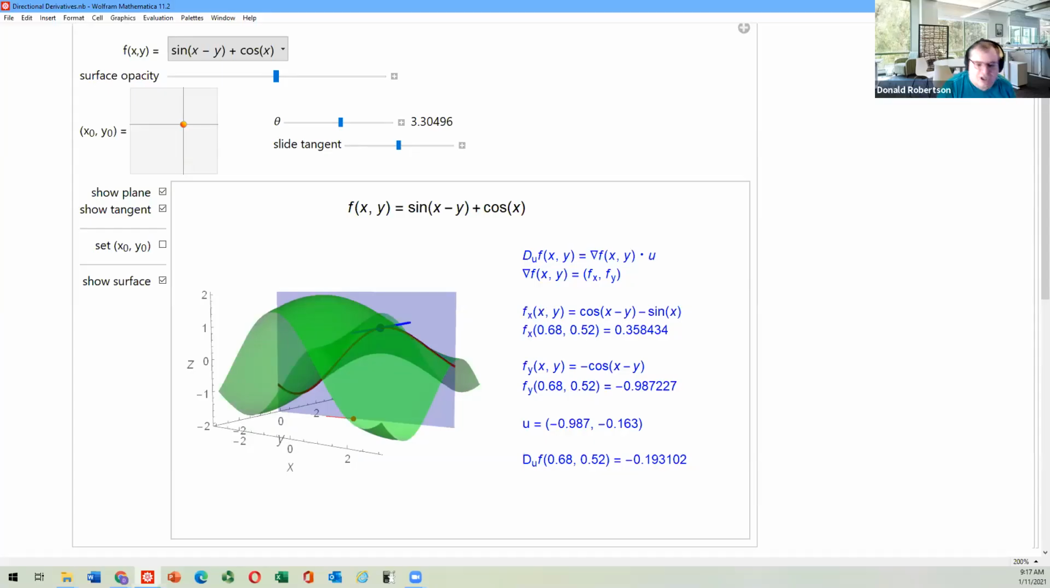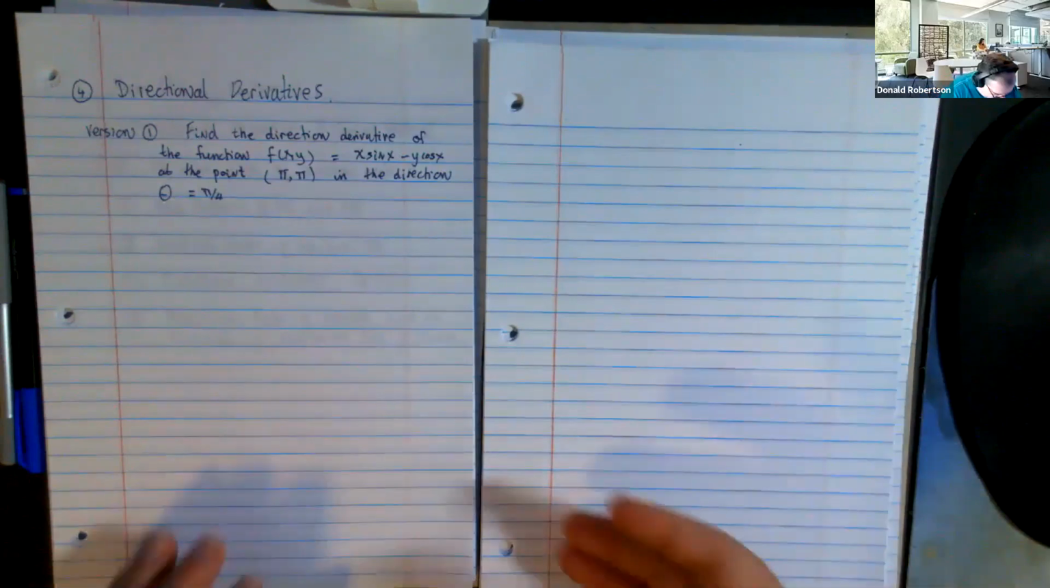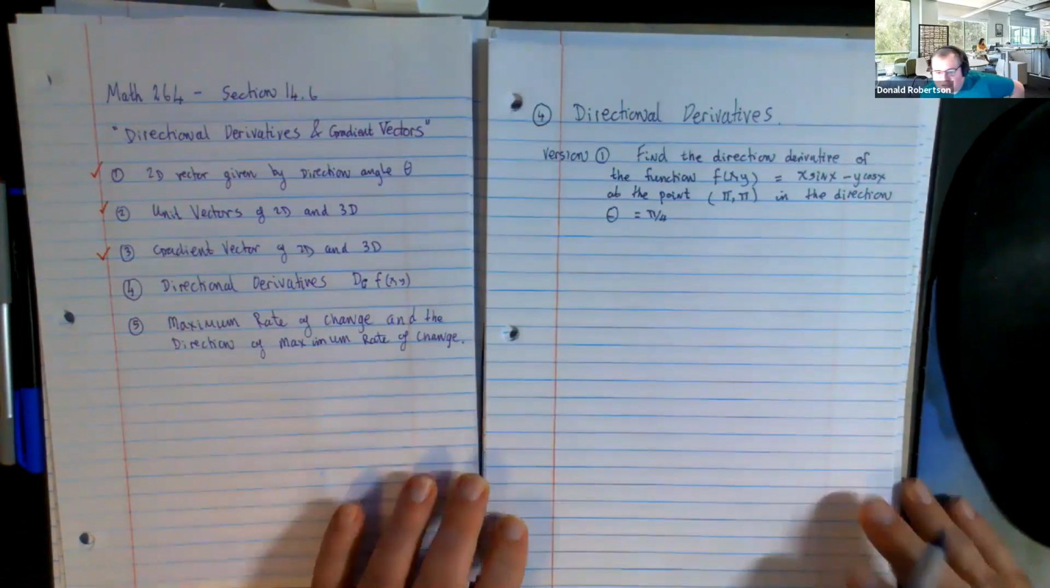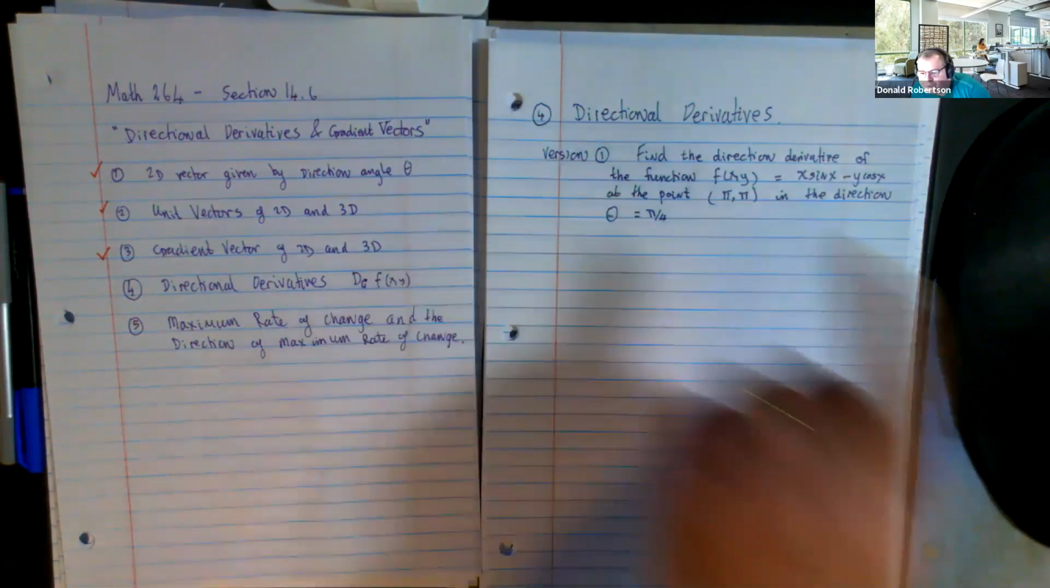Now, for some of you who don't really care, I guess it doesn't matter. It doesn't change how you get the answer. It just means you get the answer. So let's do some practice on directional derivatives. I'm calling this one version 1.